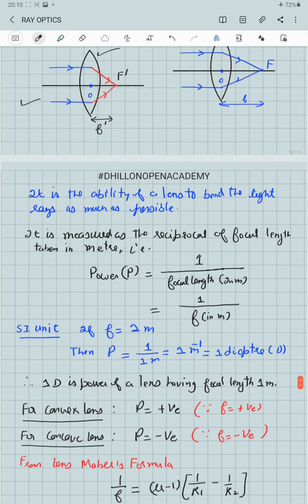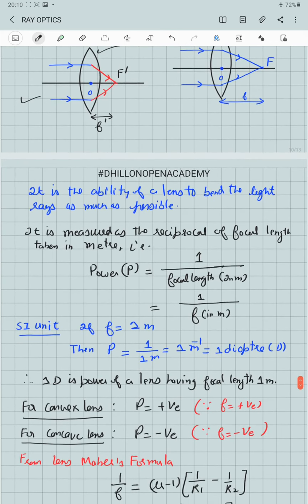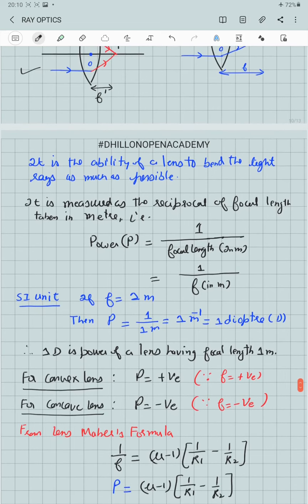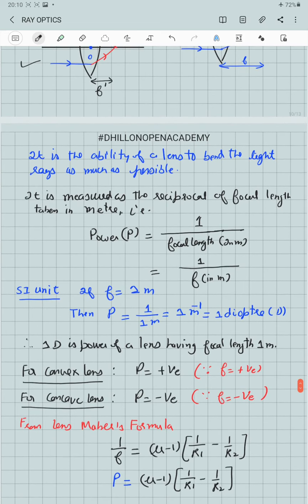From lens maker's formula we know that 1/f = (mu - 1)(1/r1 - 1/r2). So if we find focal length in the SI unit, that is in the meter, then its reciprocal will give us the power. So we can directly write down the power from this formula as P = (mu - 1)(1/r1 - 1/r2).